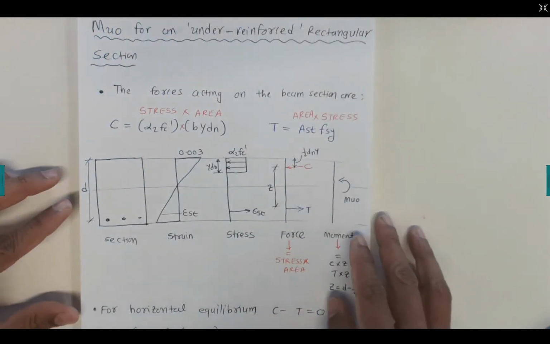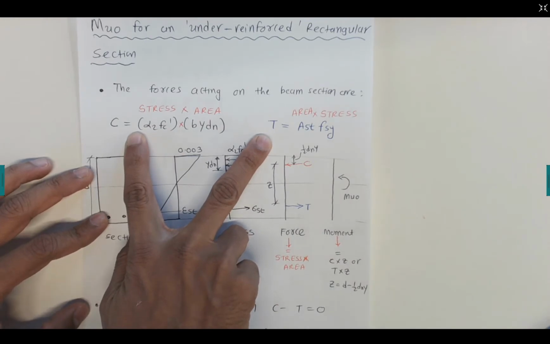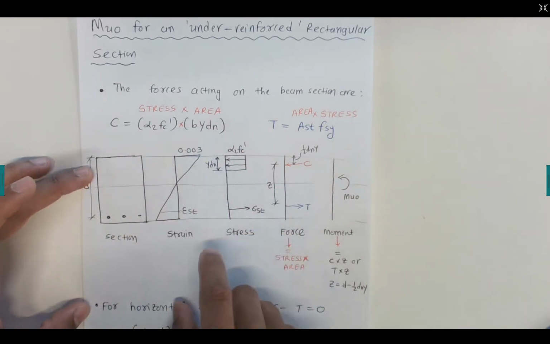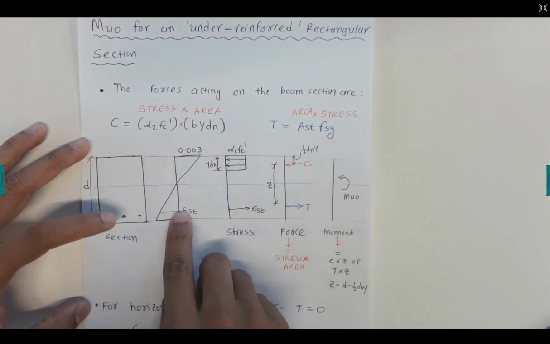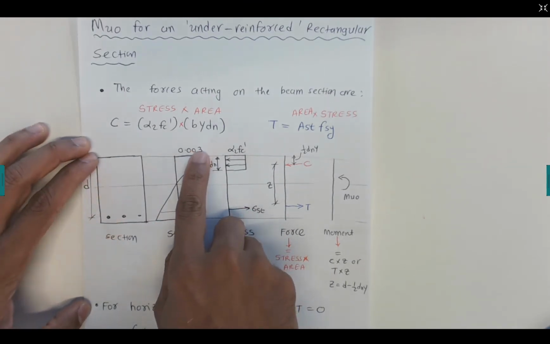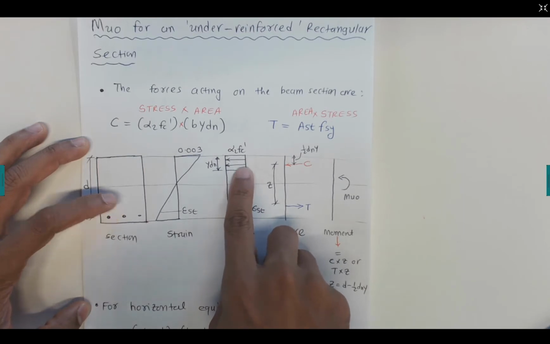The procedure is here. We just need to obtain the forces in the compression zone and tensile zone. So it's a beam section here. It has a strain distribution. This is the strain in the steel. This is the maximum strain in concrete. This one is the equivalent stress obtained in the concrete.